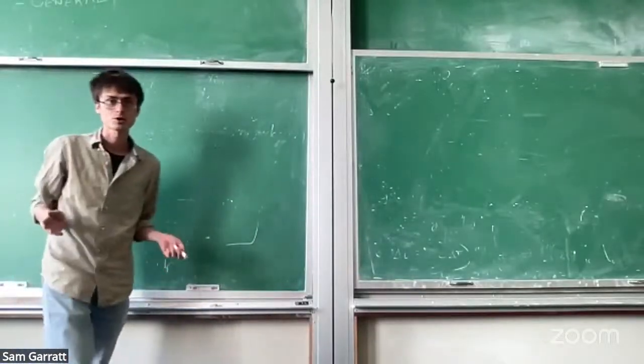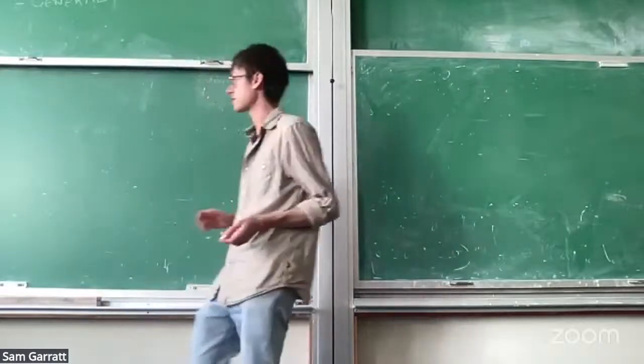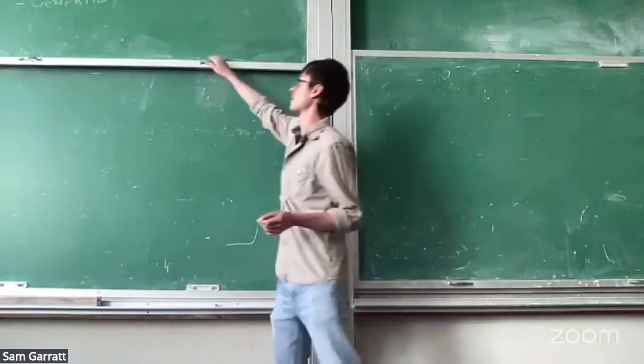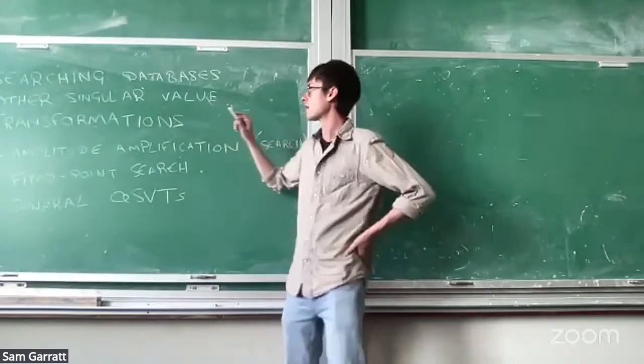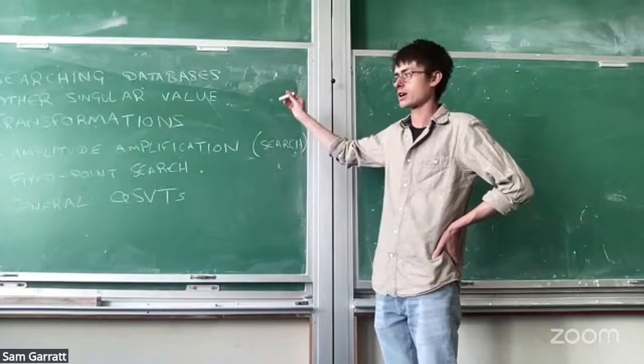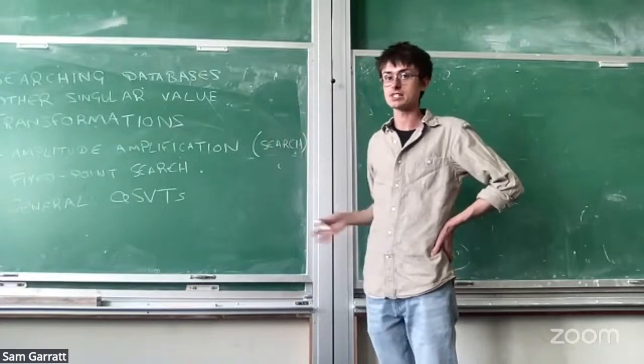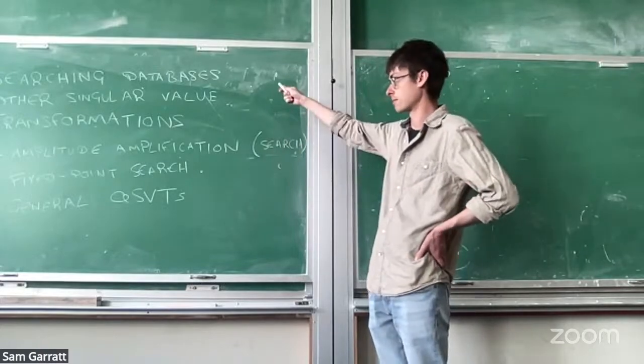Okay, today we're going to be talking about some basic quantum algorithms. So we're going to start off by talking about the Grover search algorithm. This is an algorithm developed in the 90s that can be seen in many ways as a prototype for what will appear later.